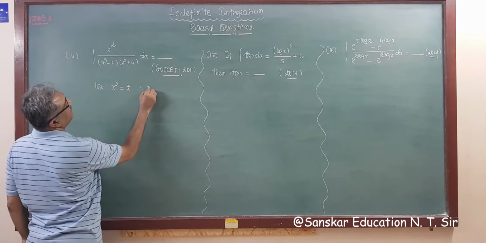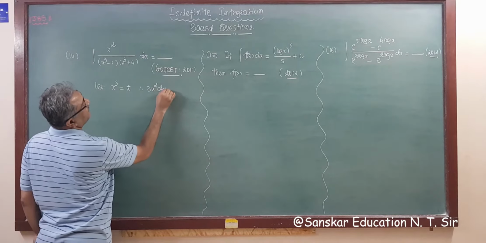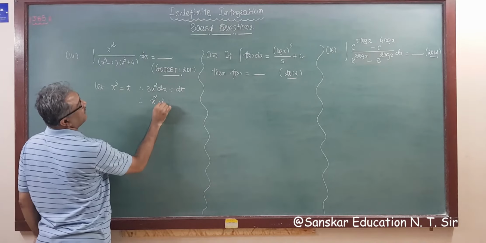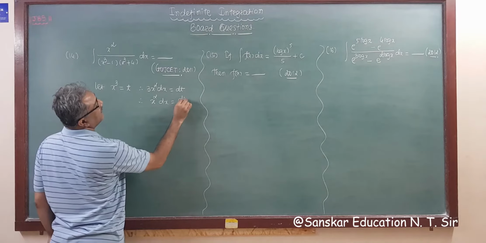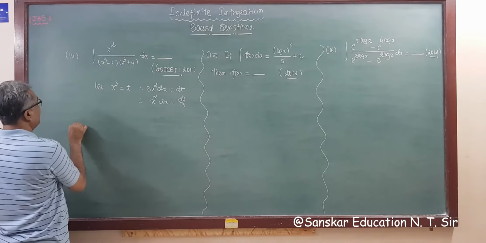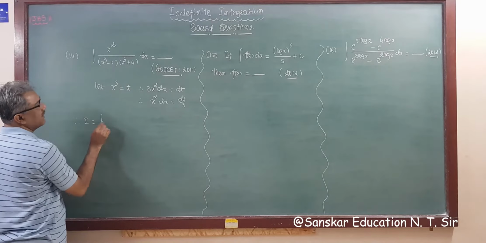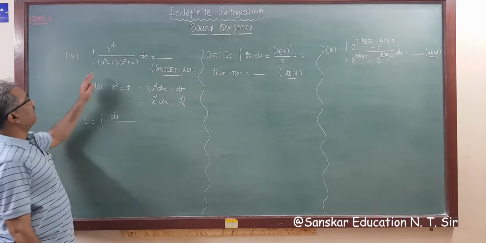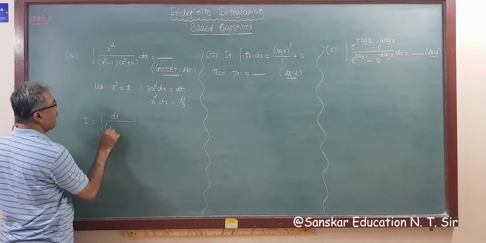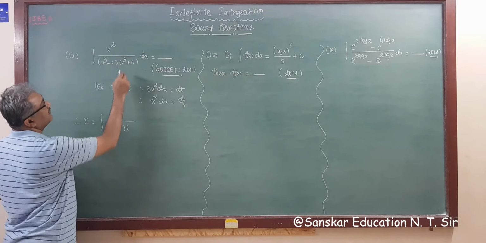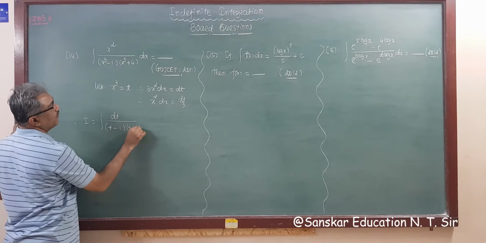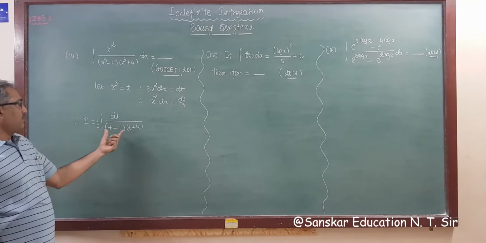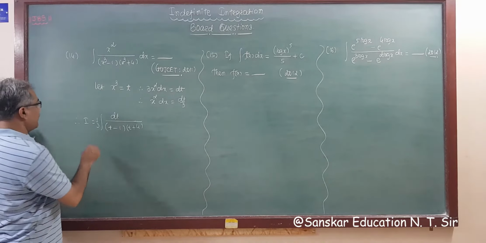So 3x square dx is equal to dt. That is, x square dx is dt by 3. So what do we get here? I is equal to integration 1 upon 3, right? So dt whole upon t minus 1, and this is t plus 4, right? And 1 upon 3 is constant. Now, can I write this?